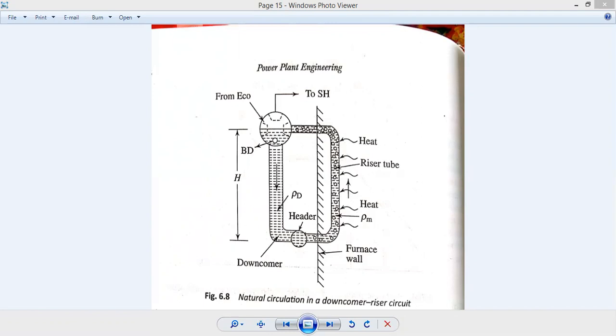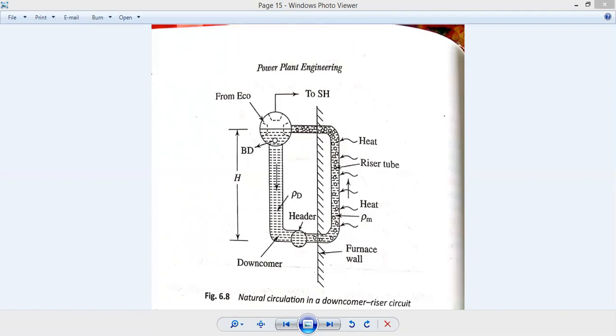The pressure head available for the natural circulation is given by delta P equals g into H multiplied by (rho D minus rho M). Here rho D is the density of the saturated water in the drum, and rho M is the mean density of the steam-water mixture in the riser itself.